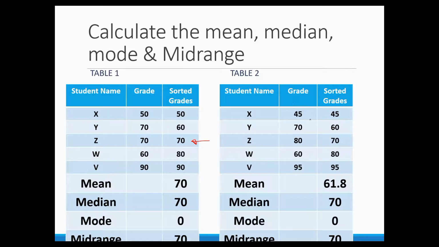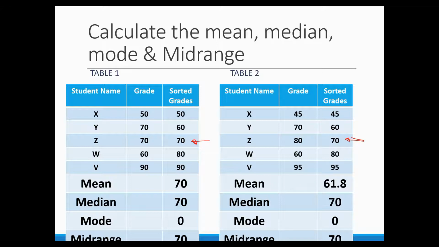To compare the same measurements with a slight difference in the data, where student X gets 45 instead of 50 and student V gets 95 instead of 90, we would find that the mean is totally changed from 70 to 61.8 and the median remains as it is. We have the mode equals 0 and the mid-range equals 70.